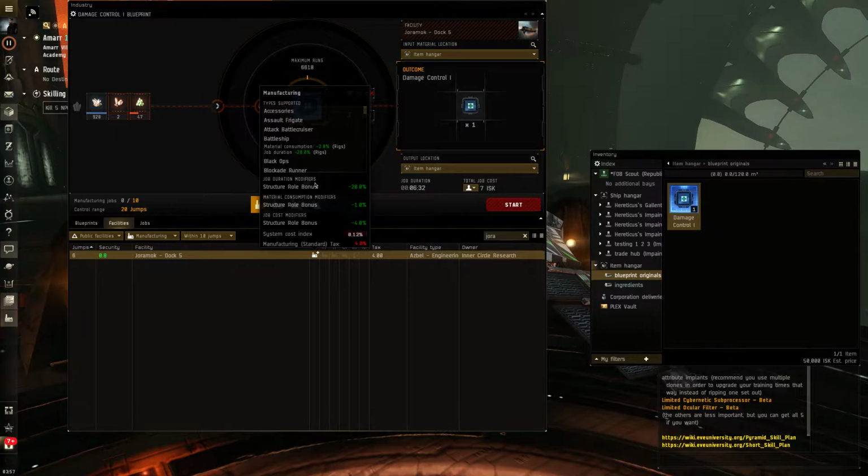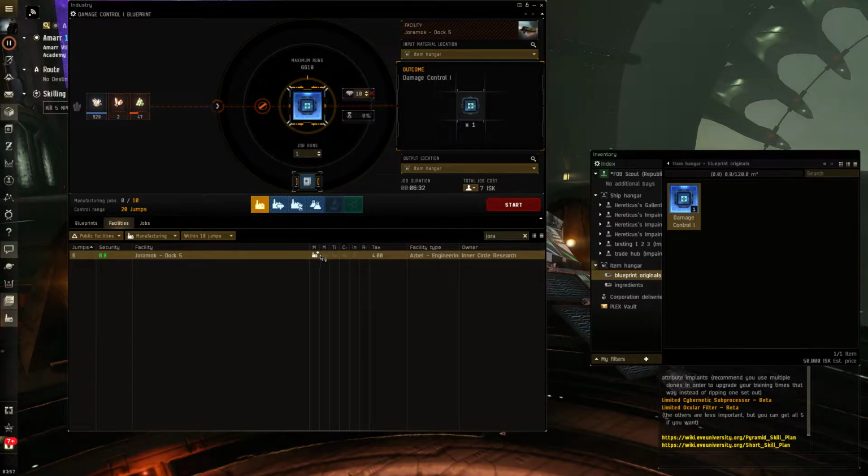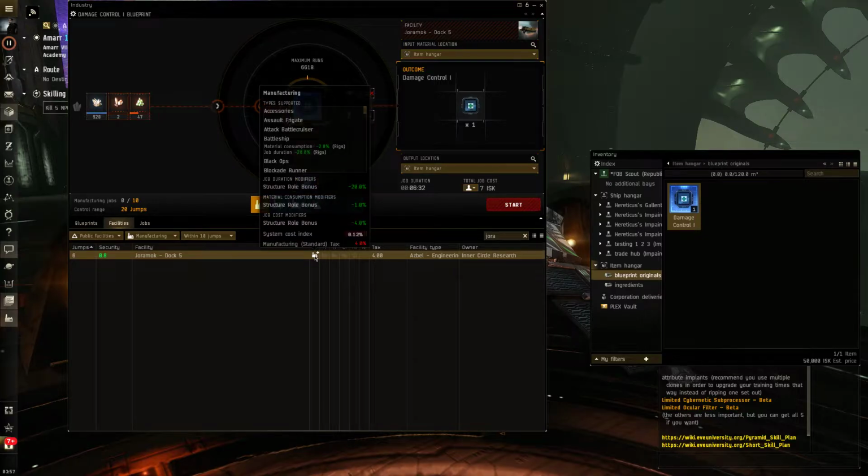These are the role bonuses, and this scroll window right here shows you all the bonuses to the stuff you want to build that has a rig specifically for that. And there's the module, that's the equipment rig. I'll hover here, and yeah, the system index is 0.12. So that's pretty good. That's like 50% more than the lowest you'll get.